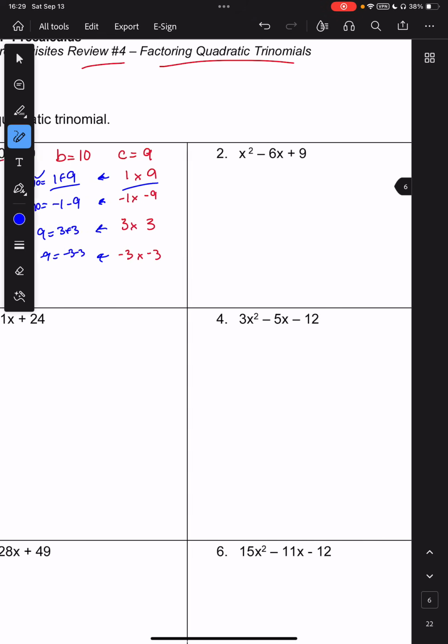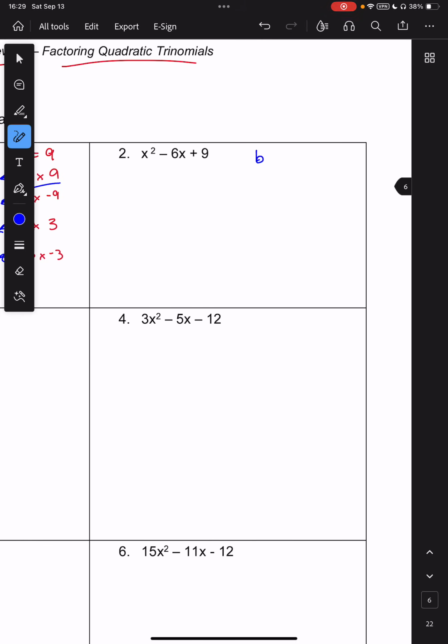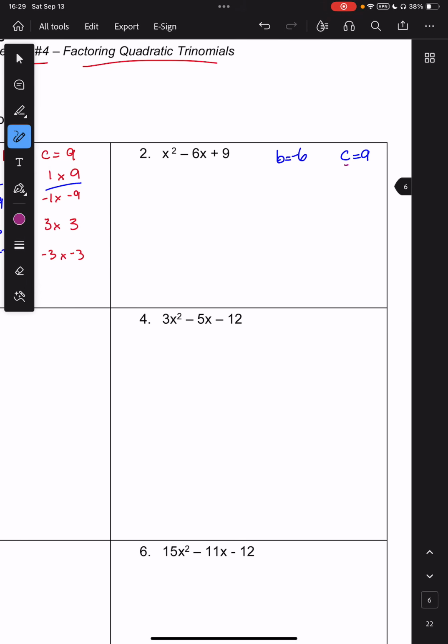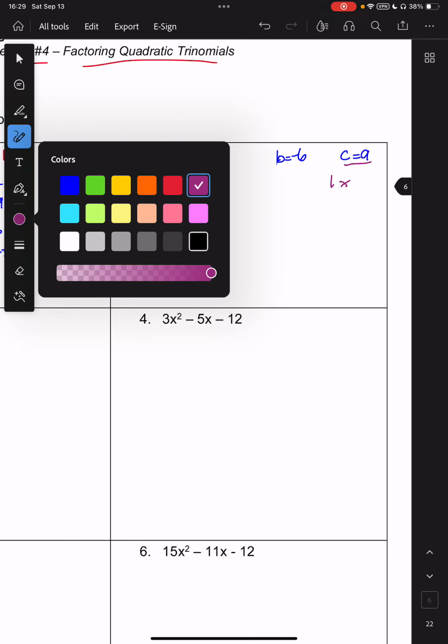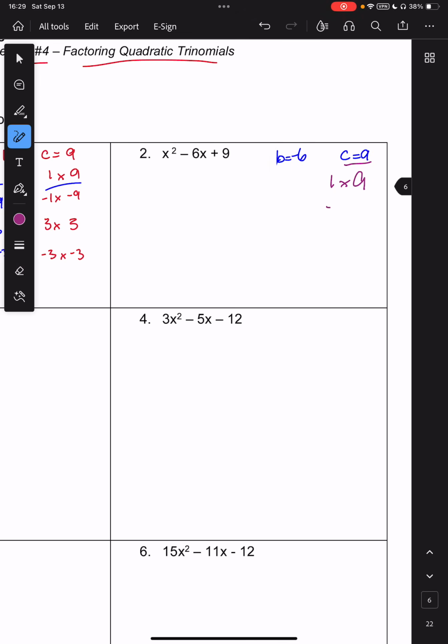So let's try 2. We're going to try 2 the same way. We're going to take our b, which is negative 6, and our c, which is 9. So we just did our values over on the left for our 9. So remember, our values that multiply out to 9: 1 times 9, negative 1 times negative 9, 3 times 3, negative 3 times negative 3. So which of these add up to negative 6?